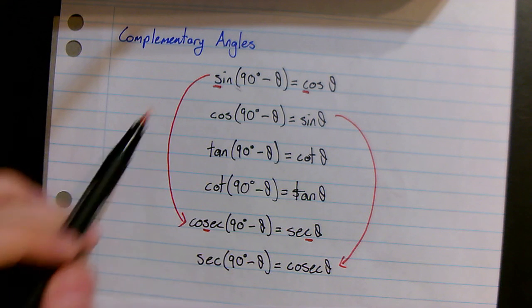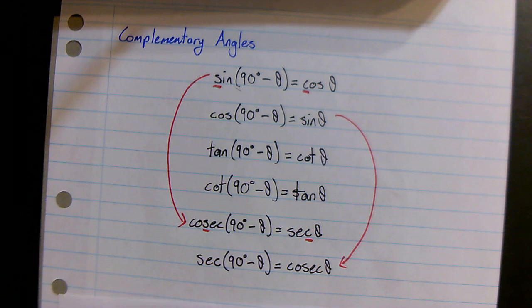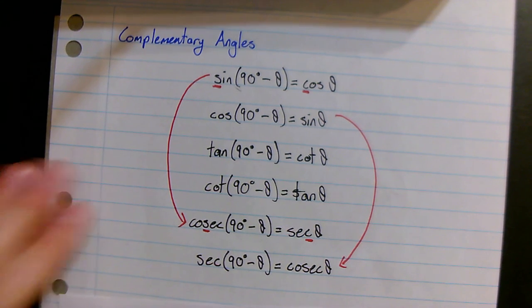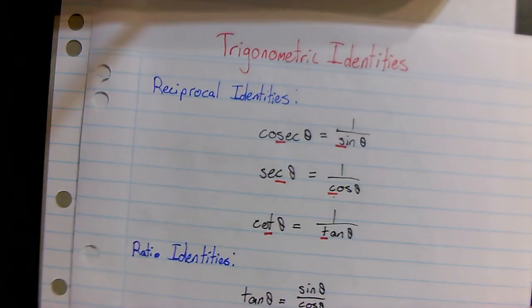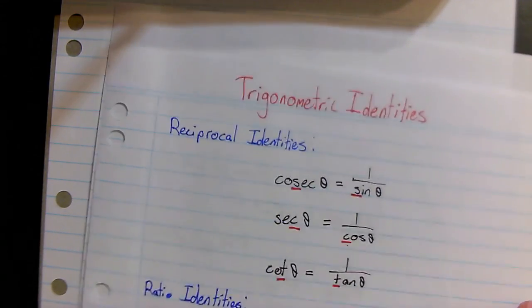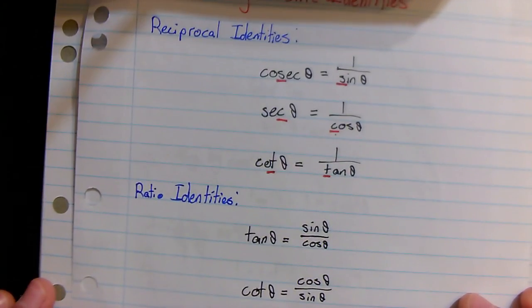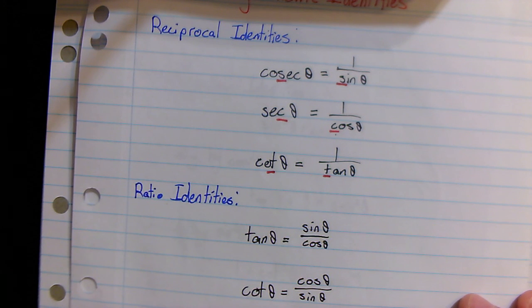These are all the relevant identities that you will need to know. So there's not too many. So we've got the complementary angles, we've got the Pythagorean identities, and we've got the reciprocal and the ratio identities.